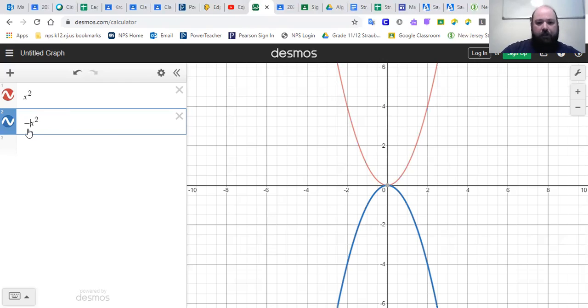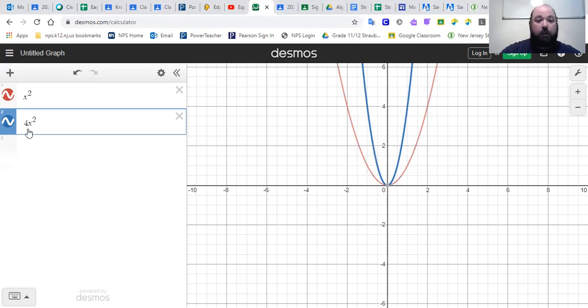Now what happens if I change the value in front of the x squared, that coefficient? Let's say, for example, I make it 4. You can see the blue graph here, it's going to compress that and make it a little bit smaller. So if the absolute value of a is greater than 1, it's going to be a compression.